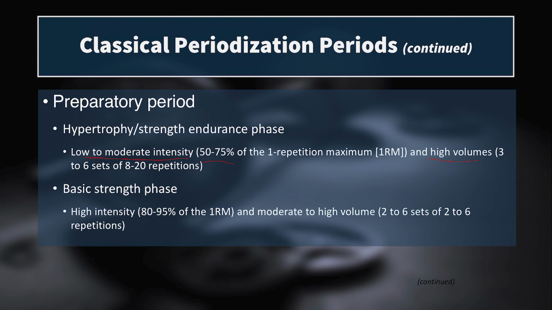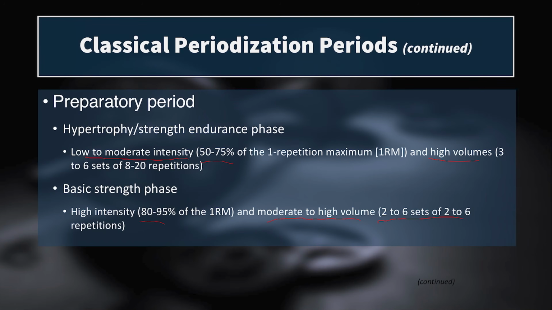These are higher intensities, so 80 to 95% of the 1RM, and moderate to high volume. So you can't always train with quite as high volume in a strength phase because those intensities are higher. We're thinking something like 2 to 6 sets of 2 to 6 repetitions. And again, 2 to 6 repetitions is right in the middle of that strength range as far as repetitions go. Probably if we're talking about the preparatory period and a basic strength phase, we want to stay maybe more like 3 to 6. I would say even like 4 to 6 repetitions. 2 is just very low.